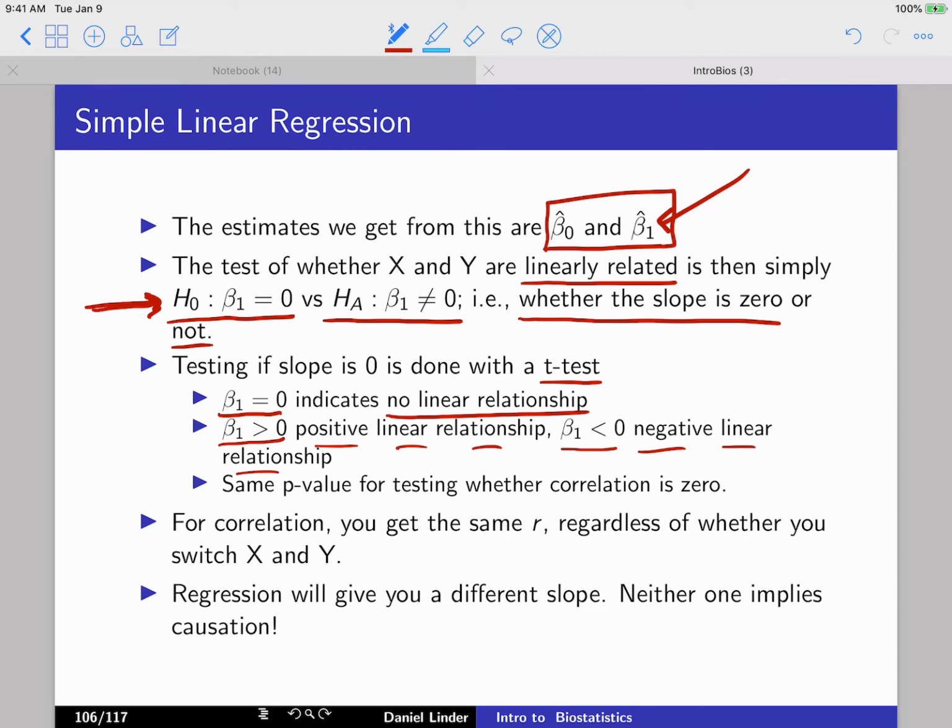At the end of the day, we should wind up getting the same p-value whether we look at this problem as a regression problem or as a correlation problem. For correlation, you're going to get the same R regardless of which variable you call X and which one you call Y. For regression, you're going to get a different slope. The test is going to be the same, but you get a different slope because you're using one variable to predict the other one. I'll mention it again: neither one of these implies causation.